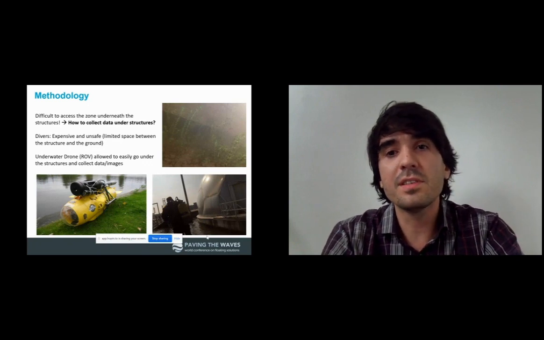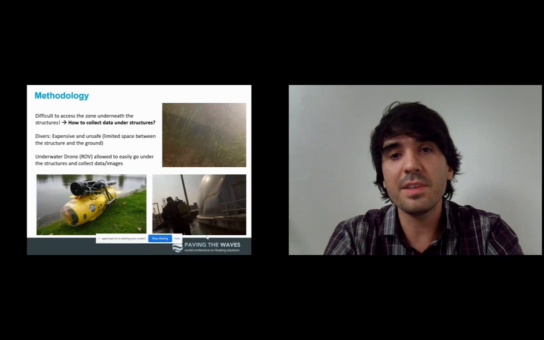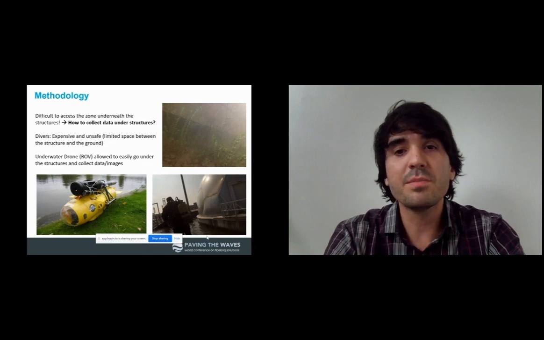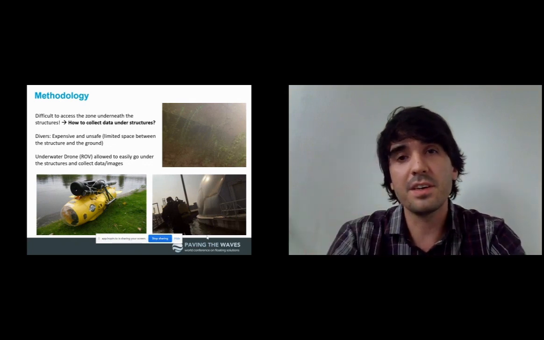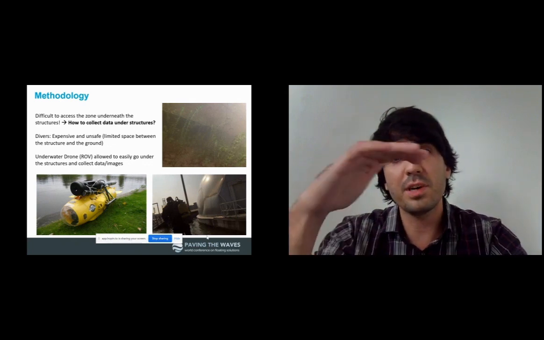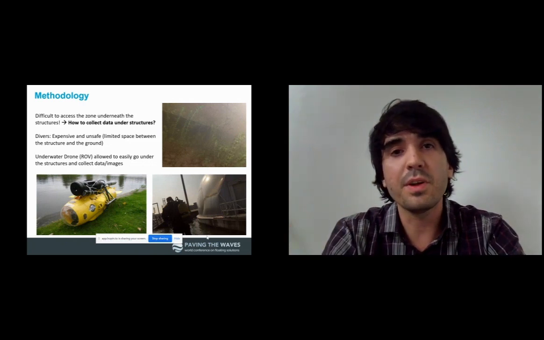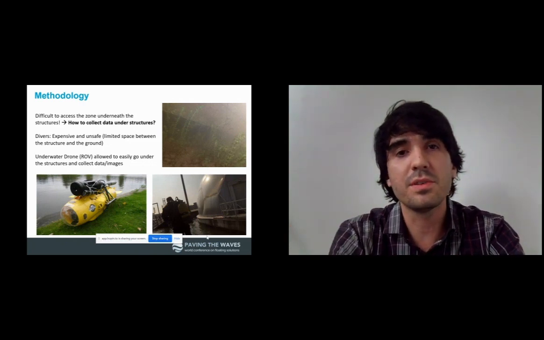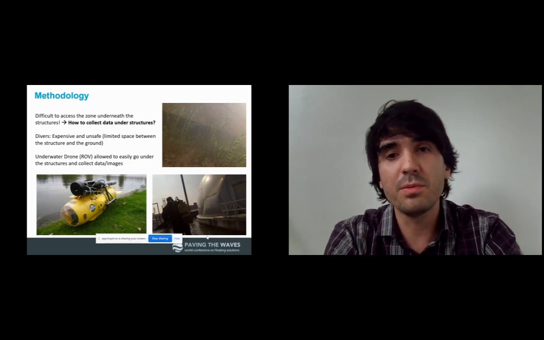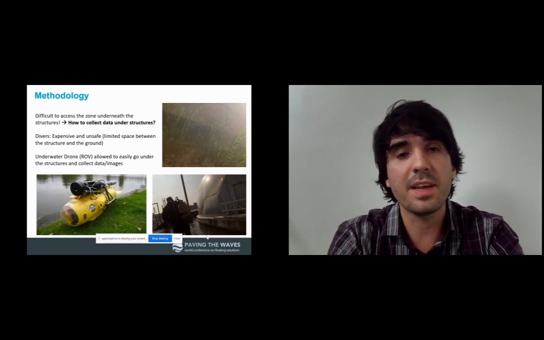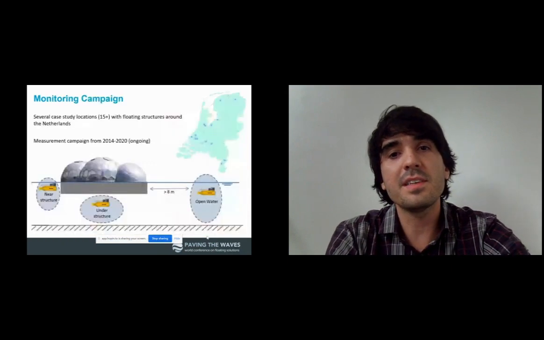You could, of course, get divers to do the same thing, but on top of being expensive, sometimes the space between the structure and the bottom is quite small, so it's even dangerous for divers to go there. If you use a submarine, we can get data from underneath without risks. So that's exactly what we did.